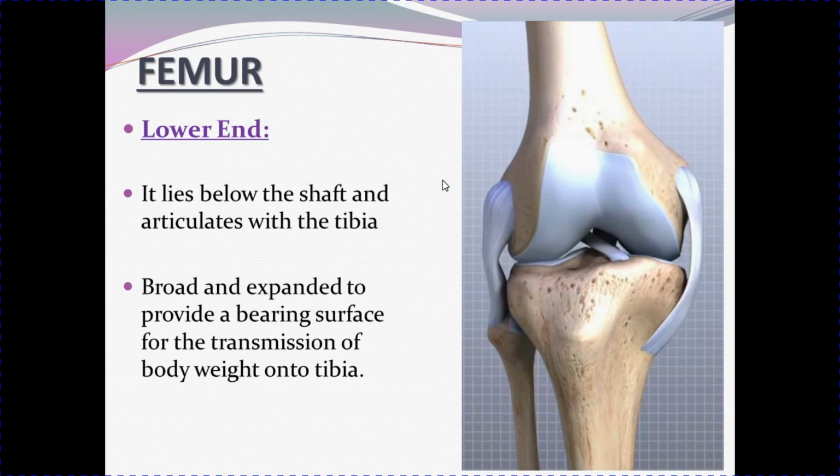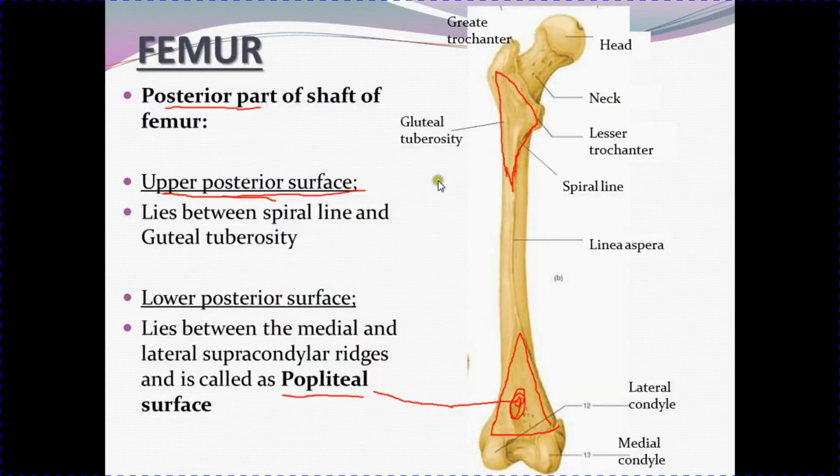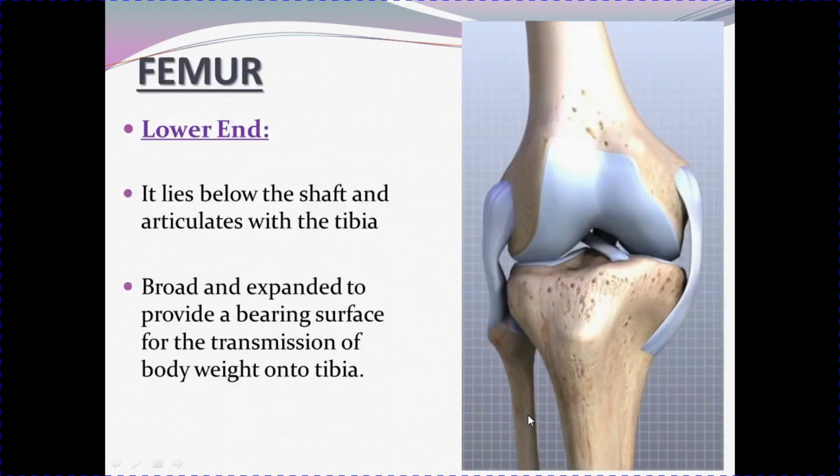We said shaft is the long middle part of the femur. It has three borders: medial border, lateral border, and a posterior border. It has three surfaces: anterior surface, medial surface, and a lateral surface. While on the posterior aspect, there are upper posterior surface and a lower posterior surface.